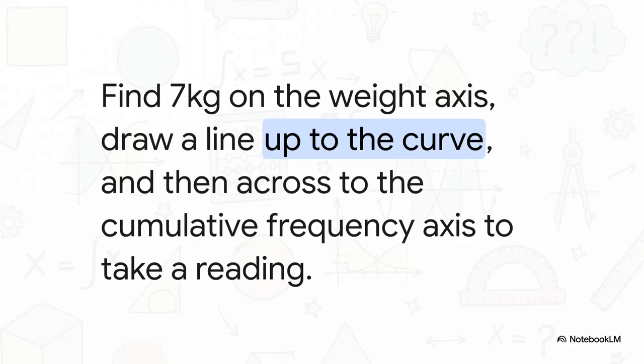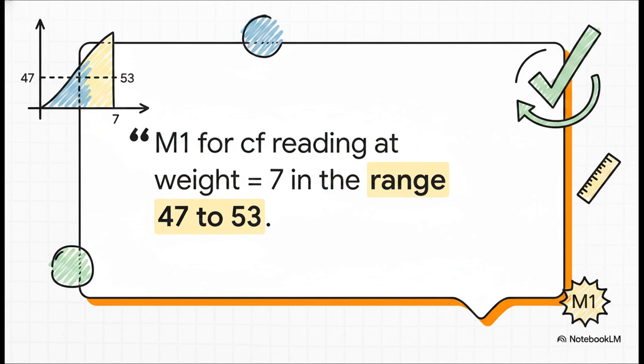So step 1, we do the opposite of what we just did. We find 7 kilograms on the bottom axis this time, go straight up to our curve, and then hang a left and go across to the frequency axis. And then we just read the number. And guess what? There's that friendly method mark again. Just for doing that and getting a reading somewhere in the range of 47 to 53, you've already banked one of the 2 marks. See how these M marks add up?